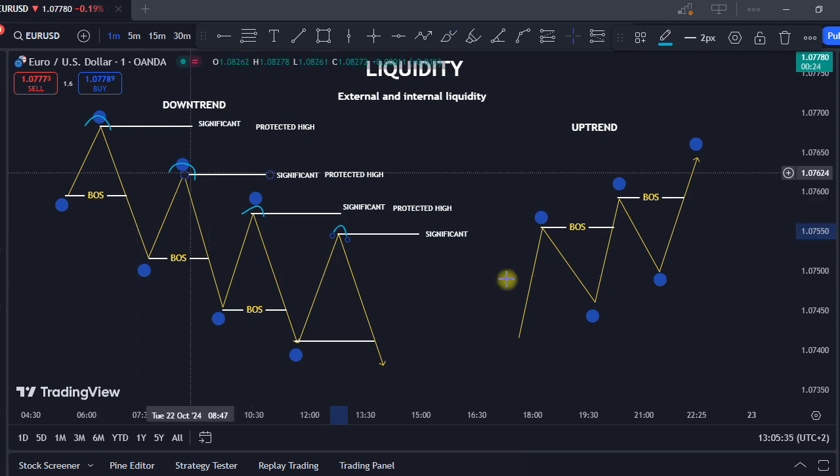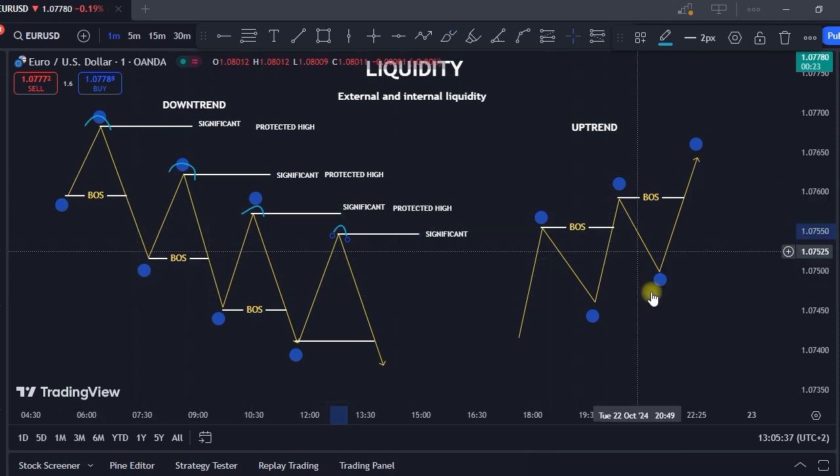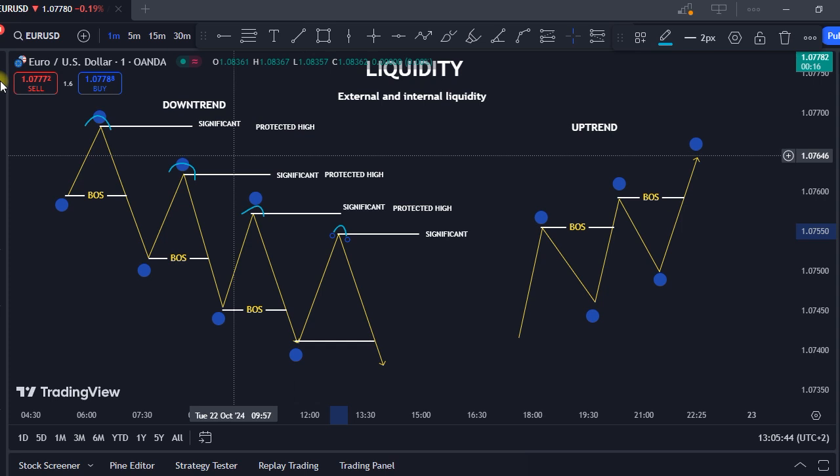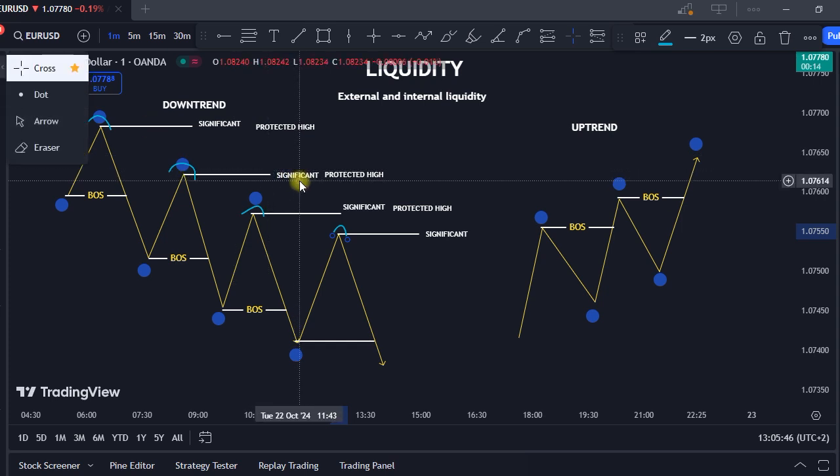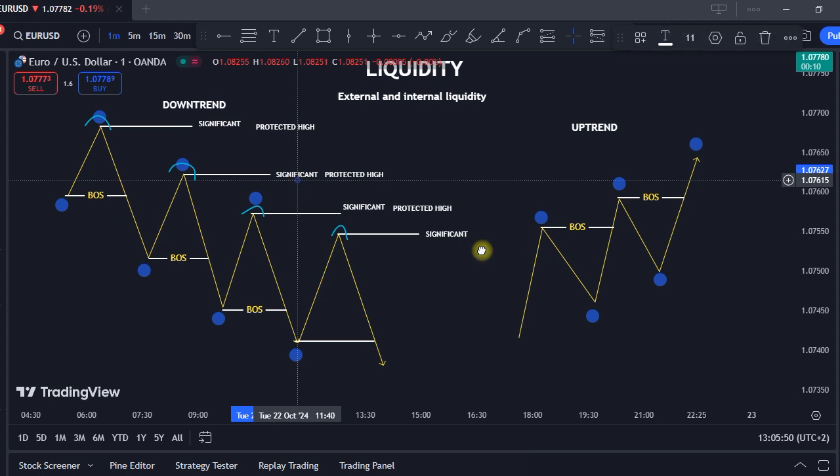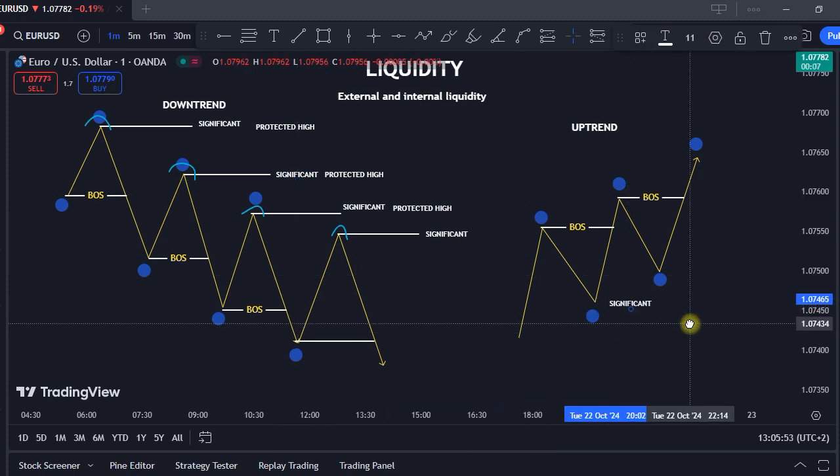The same thing is going to be taking place on the upward trend. As you can see, we are breaking structure to the upside. That simply means the lows are significant. So this low over here is a significant low.